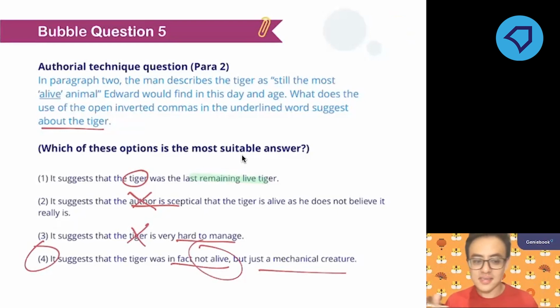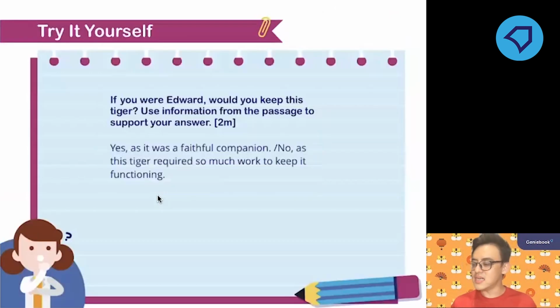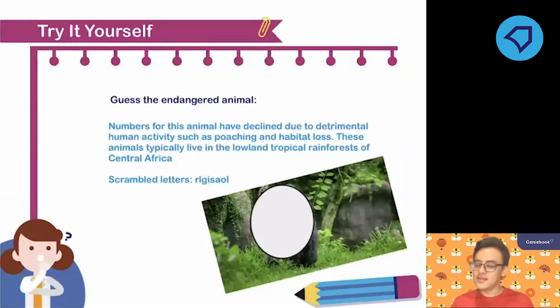I've said this. So the answer here, yes, you can use evidence: it was a faithful companion. Oh no, it requires so much work to keep it functioning. It's a hippo. So what about your favorite animals today? Here are some animals that are about to go extinct. Maybe in the next 20 to 50 years, you may not see them anymore.